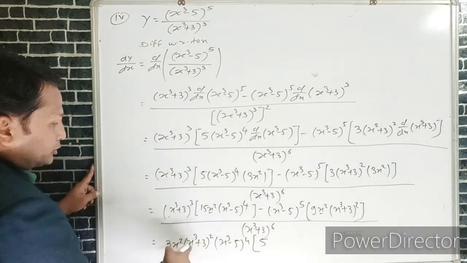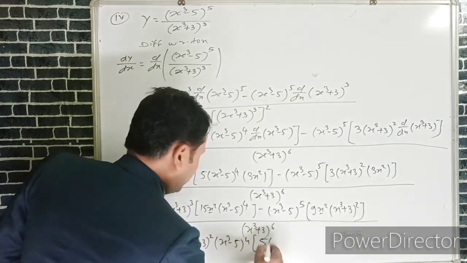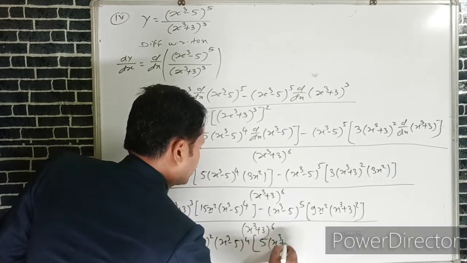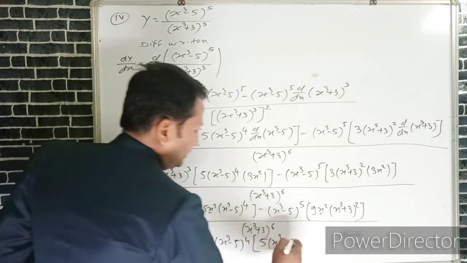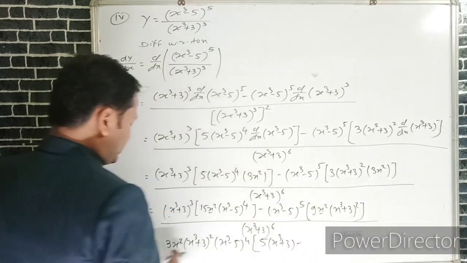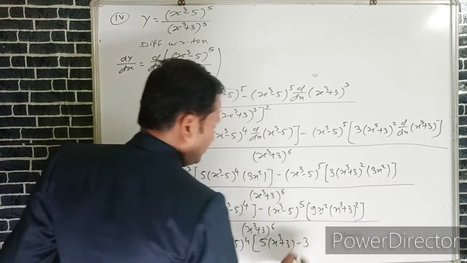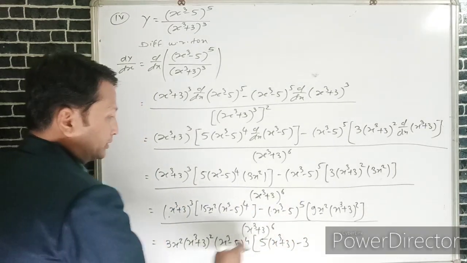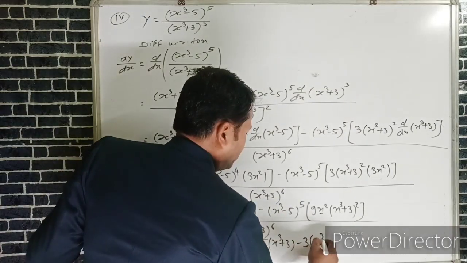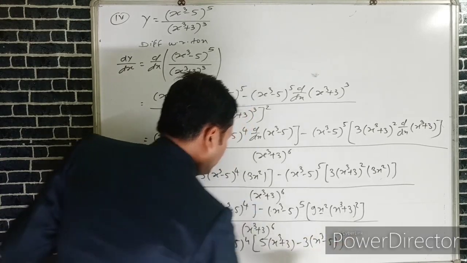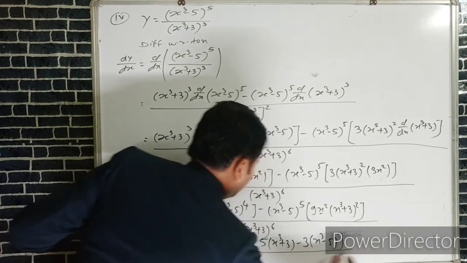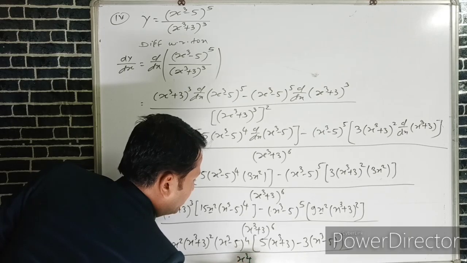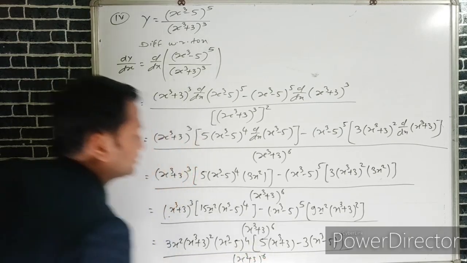We take a common (x cube plus 3) square, then we can write 5 into (x cube plus 3) minus, here we take 3 common, 3 into 3, 9, 3. (x cube minus 5) whole raised to the power 4 is common, hence we can write (x cube minus 5) upon (x cube plus 3) whole raised to the power 6.